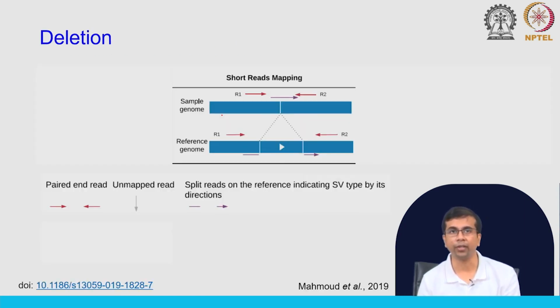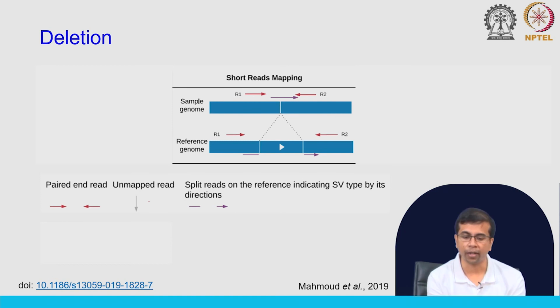So, we will start with deletion, right. So, let us say we are working with short read data, right. So, we have the short read mappings, and you can see we are looking at paired end reads, we are looking at split reads, right. We have talked about these methods, and again what are the scenarios that we will see.